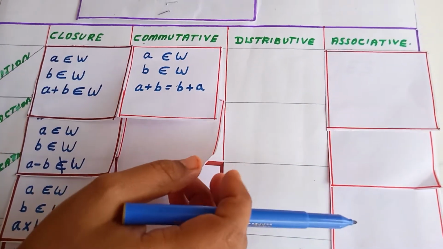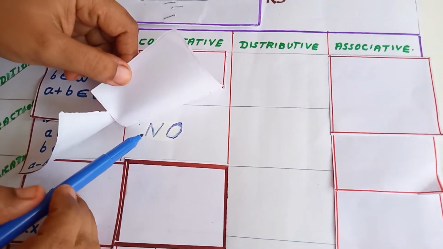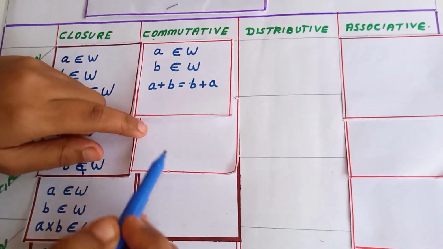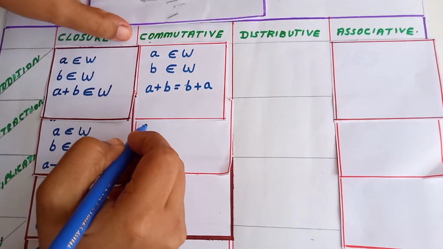Seeing this answer, for the subtraction, what was our answer? No. So what should I write here? I can write, take two variables.